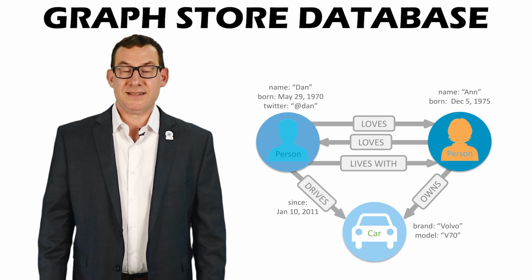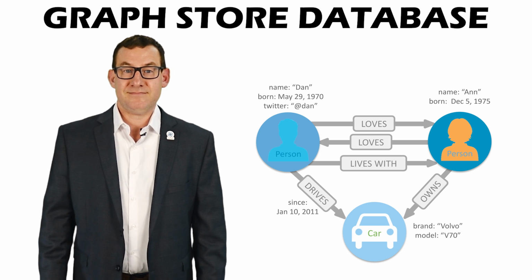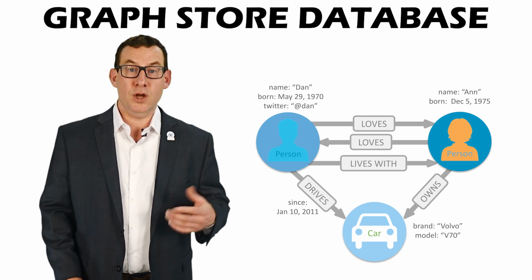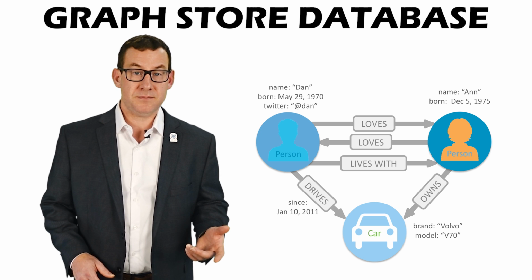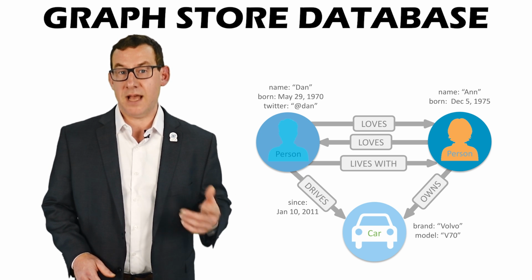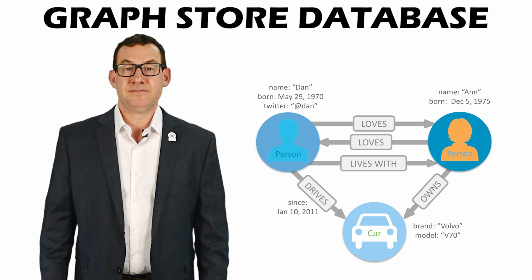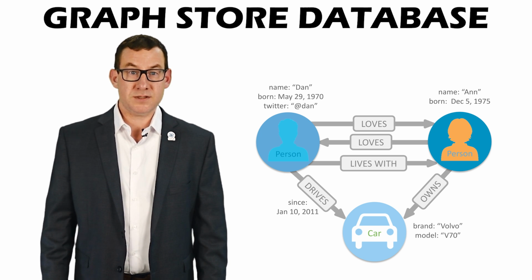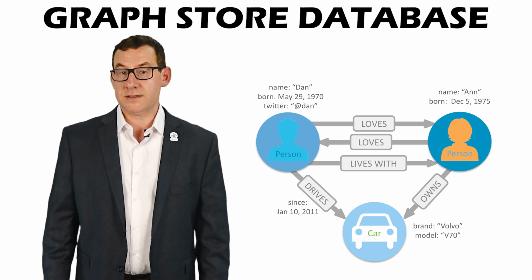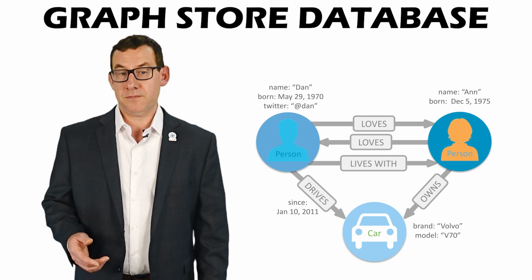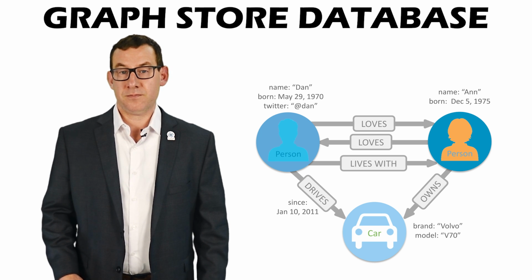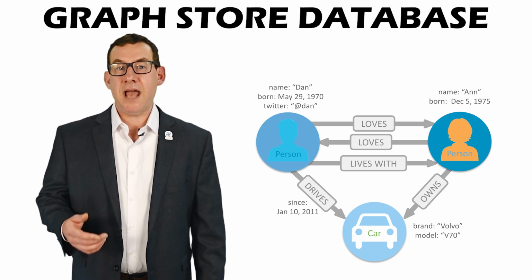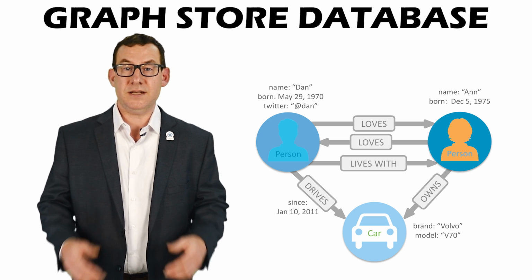Graph store database. Graph store is used to store network data consisting of nodes or entities, and edges or relationships, and properties of nodes and edges. Examples of network models include social networks, life science networks, road networks, and IT networks. In these designs, entities are highly connected through relationships.